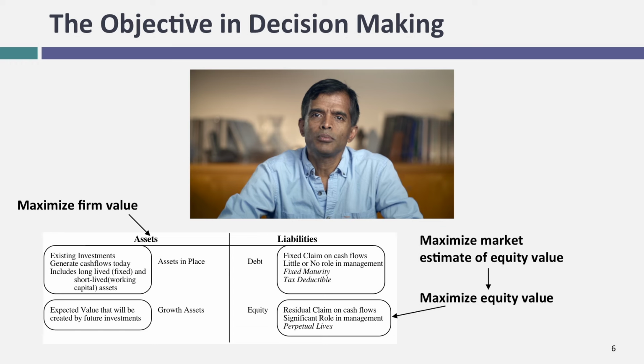To understand the objective in corporate finance, it's best to go back to the financial balance sheet that we introduced in the very first session. And if you remember the financial balance sheet, there are two items on each side. There are assets in place and growth assets on the asset side and debt and equity on the other side. So when you talk about maximizing the value of the business, you're talking about maximizing the value of the assets in place and growth assets.